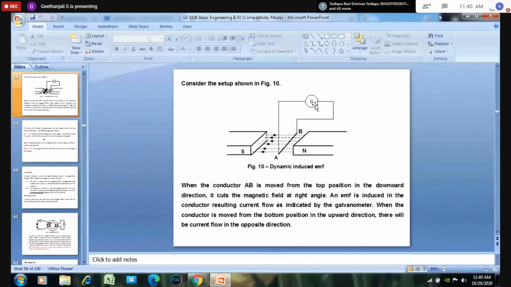There will be a deflection in the galvanometer. So that means what? A movement in the galvanometer means there is an induced EMF in the conductor AB. When the conductor AB is moved from the top position in the downward direction, it cuts the magnetic field at a right angle. An EMF is induced in the conductor, resulting current flows as indicated by the galvanometer. When the conductor is moved from the bottom in the upward direction, there will be a current flow in the opposite direction.